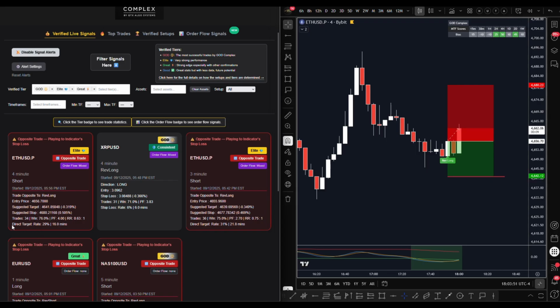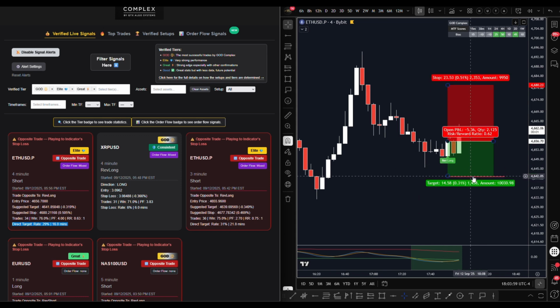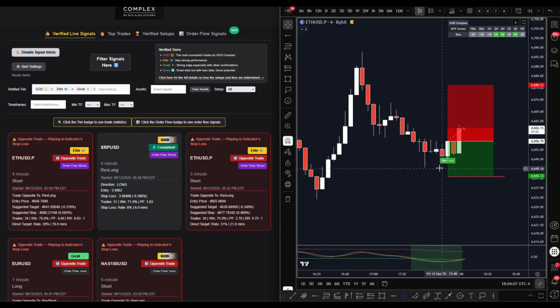Direct target rate. This is the percent chance of this Rev Long hitting the actual target before hitting any TP1 or TP2. So directly hitting the target doesn't happen as often, because TP1 and TP2 either can hit before that suggested target. This one specifically is 29% chance and 16 minutes.